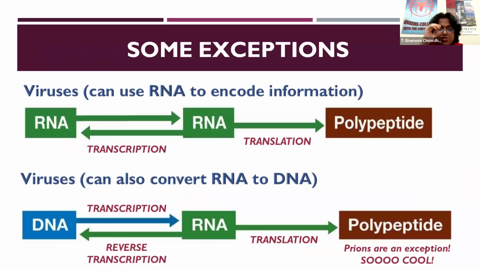There are some exceptions where some viruses, also known as retroviruses, can use RNA to encode information. So RNA gets transcribed into RNA and then translated into polypeptides. But some viruses can also convert RNA to DNA. So DNA gets transcribed into RNA, but that RNA can be reverse transcribed into DNA.